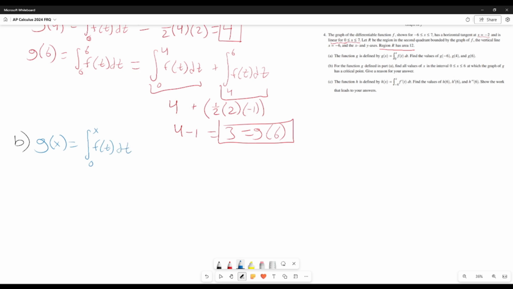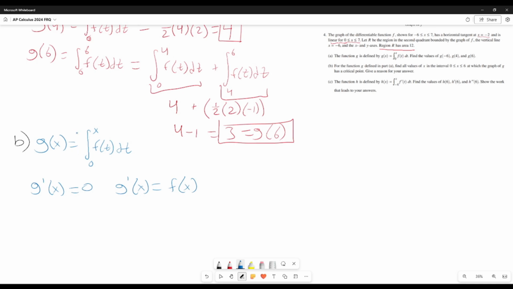It says find all values of x in the interval 0 to 6 at which the graph of g has a critical point. So remember a critical point is where the derivative is equal to 0, so we need to find where g prime of x equals 0. We know that g prime of x is going to be equal to f of x.